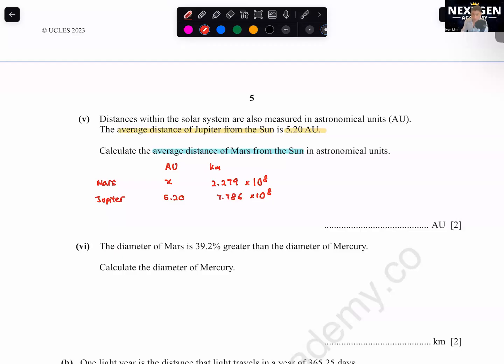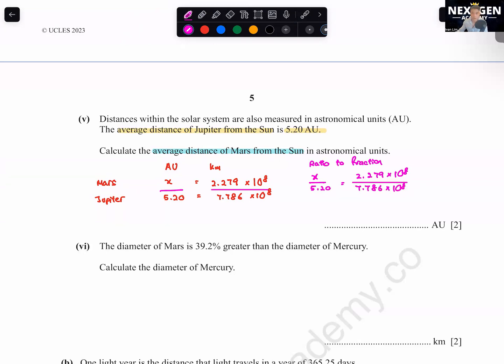Okay, the moment I can write it in this manner, can I change? That means this is called in ratio, okay, in a ratio form. This is to this, and this is to this. Can I change ratio to fraction? Okay, so the method I'm using here is ratio to fraction. Okay, I'm going to change it like this. So here, my answer will be x over 5.20 equals to 2.279 times 10 to the power 8 over 7.786 times 10 to the power 8.